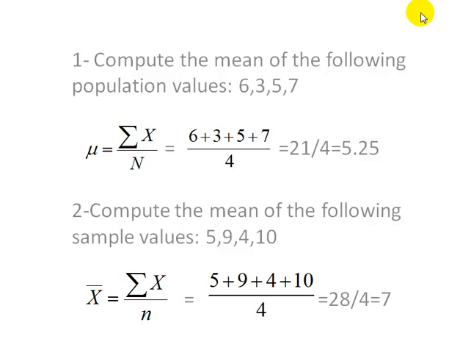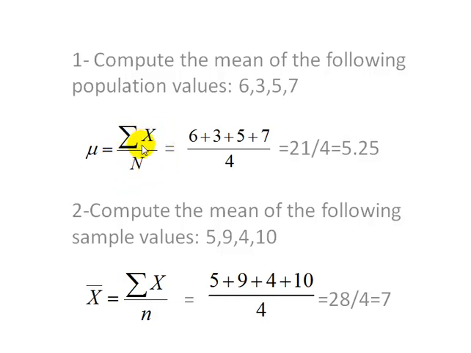First, let's take a look at the population mean. Let's do it through the examples. First, compute the mean of the following population values: 6, 3, 5, 7. Remember, we use mu to represent the population mean. For the sample mean, we use a different letter, x bar. Here, mu is for the population mean. Mu equals sigma x divided by n.